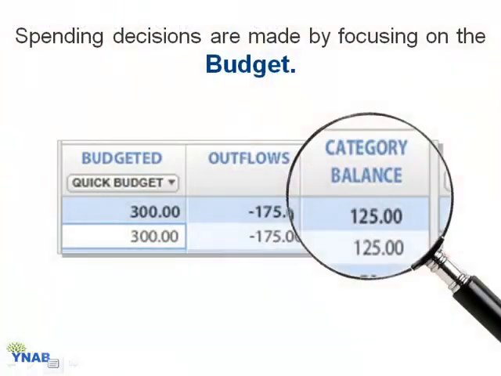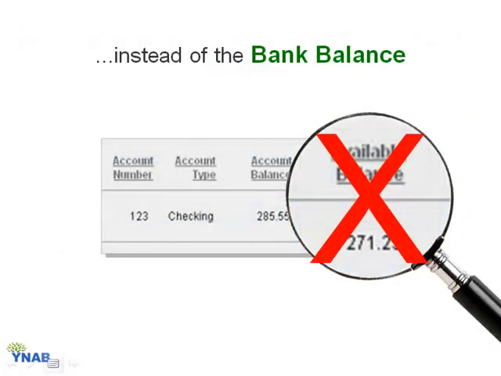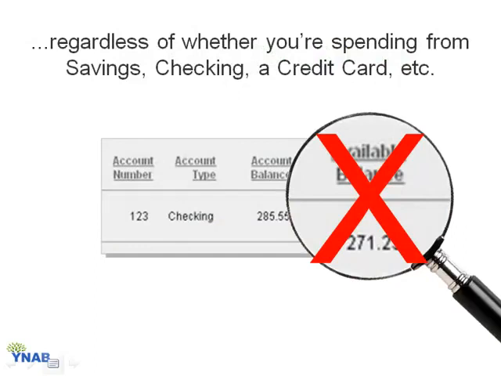Now I make spending decisions by checking the budget instead of the bank balance. I check the budget to guide my spending decisions, regardless of whether I'm spending from savings, checking, or a credit card. It just doesn't matter as far as the budget's concerned.